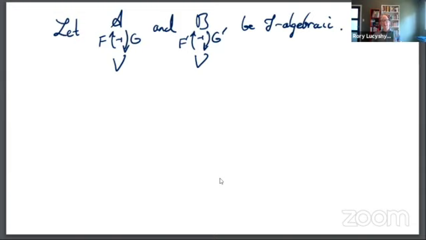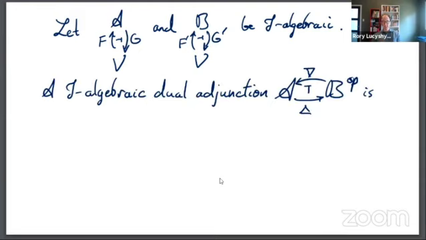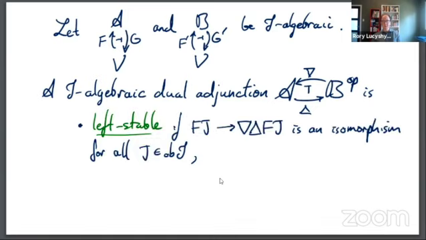Okay, now a corresponding property of J-algebraic dual adjunctions. If we have two J-algebraic V categories with associated J-algebraic V adjunctions like this, that exhibit them as J-algebraic V categories, then a J-algebraic dual adjunction between them is said to be left stable if whenever we take F of J, the free object on J, for an object J of the subcategory of arities, we will require that it be reflexive in a certain sense with respect to the adjunction. In particular, this means that the canonical morphism that you see there from F of J into nabla of delta of F of J is required to be an isomorphism.